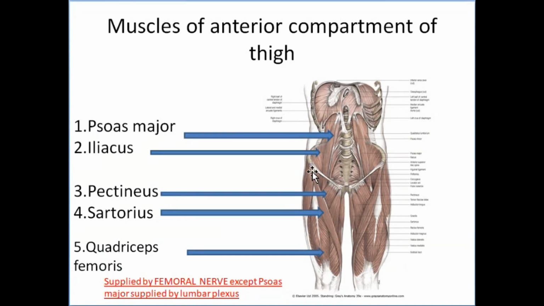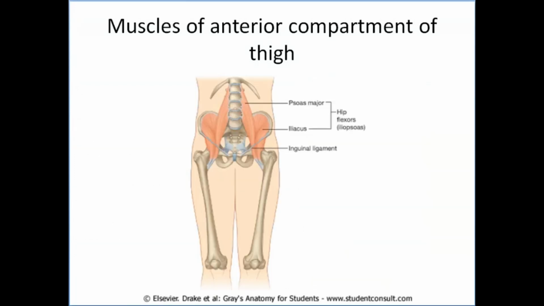Then you can see the largest muscle, which comes from the anterior superior iliac spine, crosses our thigh and goes towards the medial side. It is called the sartorius. Then we have the quadriceps femoris. Quadriceps means it is a group of 4 muscles. Now you can see the psoas major and iliacus together are called the iliopsoas.